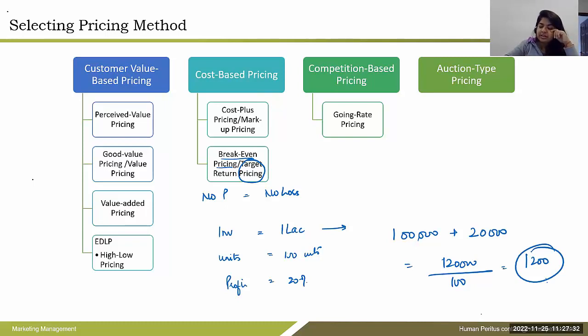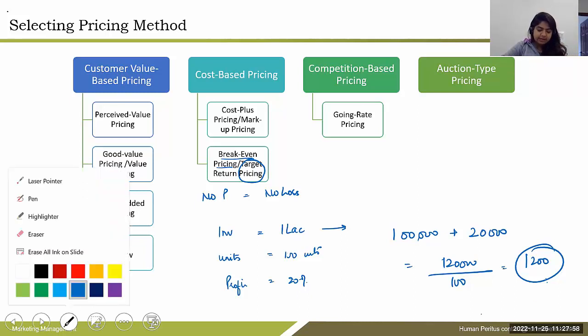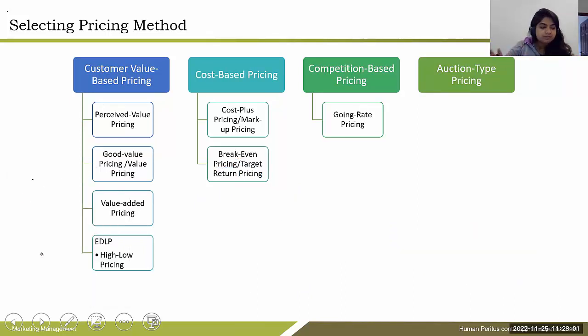Everybody okay with target return pricing? How did I get this 1,200 rupees? I have an investment amount. I decide a target rate of return. I need 20%. I know the number of units I'm making. So doing that equation, we get this pricing for each unit. Am I clear? Cost plus, markup, break even, target return. Anybody has any doubt in any of these? Please ask me right now. I'll explain again with probably another example, other values. Anybody has any doubt, you can write right now.